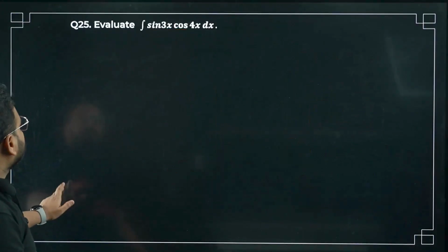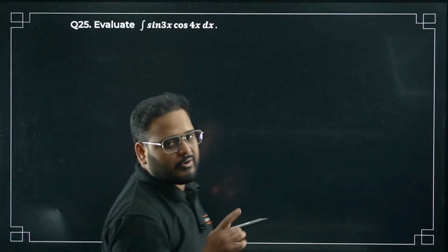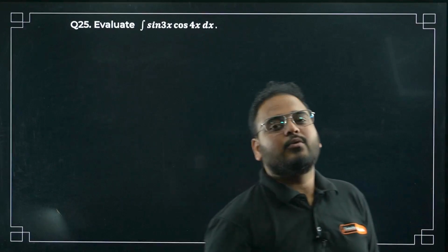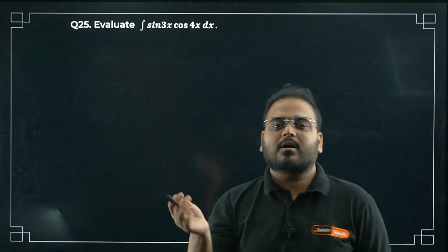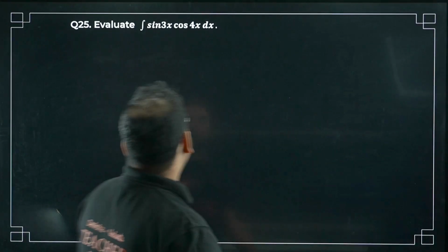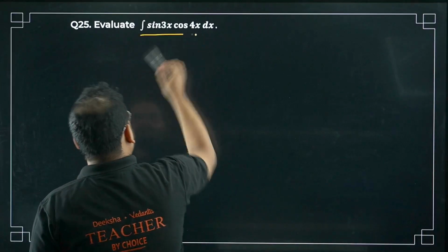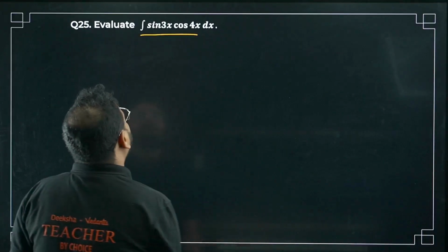Let's move on to question number 25. I have changed that question a little bit. Accept it: if you take the local maximum, you will not get any real value. Since it is not an MCQ or a one marker, I have not taken it like that. I have changed the question itself. Evaluate the integral of sin 3x cos 4x dx. The sin A cos B formula we can use.